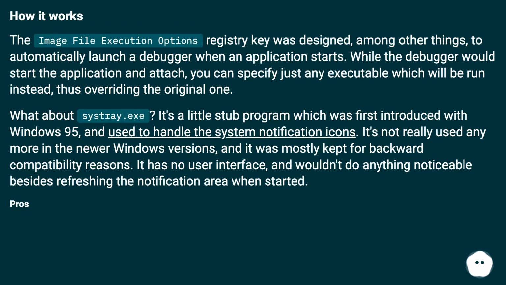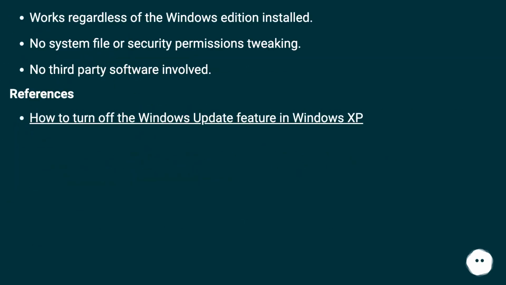Pros: works regardless of the Windows edition installed, no system file or security permissions tweaking, no third-party software involved. References: how to turn off the Windows Update feature in Windows XP.